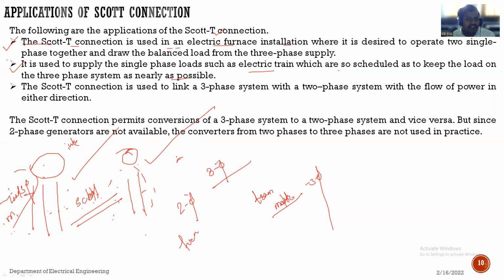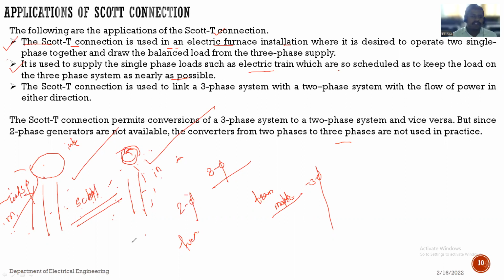The converter from two phase to three phase is not used in practice. Generally the conversion from two phase to three phase is not used in practice, because a two phase system is not able to generate electricity, there is no generator present to generate electricity in two phase. So we generally convert three phase to two phase.